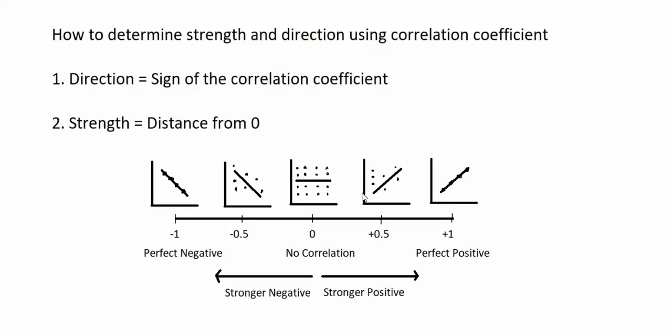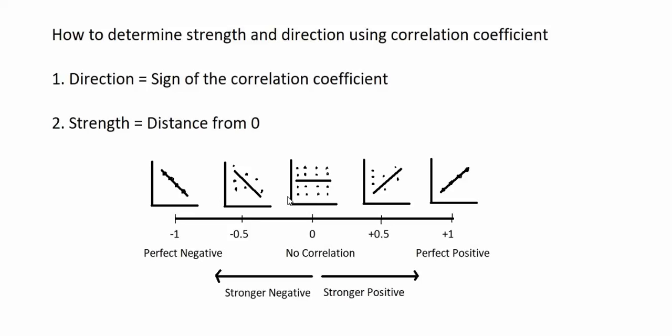So for example, going in the positive direction, 0.5 is stronger than 0.2, and 0.2 is stronger than 0.1. Going in the negative direction, negative 0.5 is stronger than negative 0.2, and negative 0.2 is stronger than negative 0.1. So if you start at 0 and you move out toward plus 1, you're moving toward stronger correlations. And if you start at 0 and move out toward negative 1, you're moving toward stronger correlations.